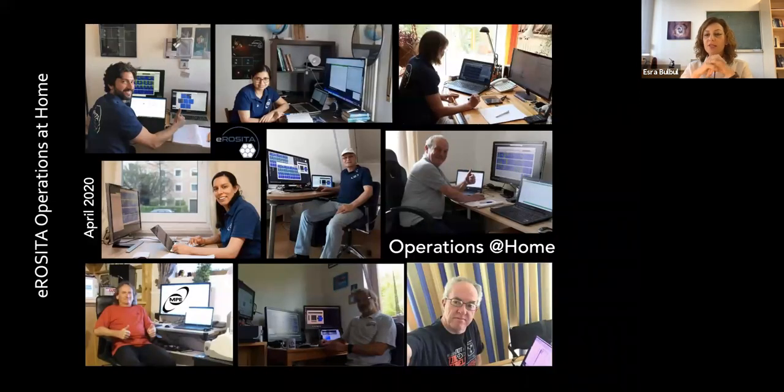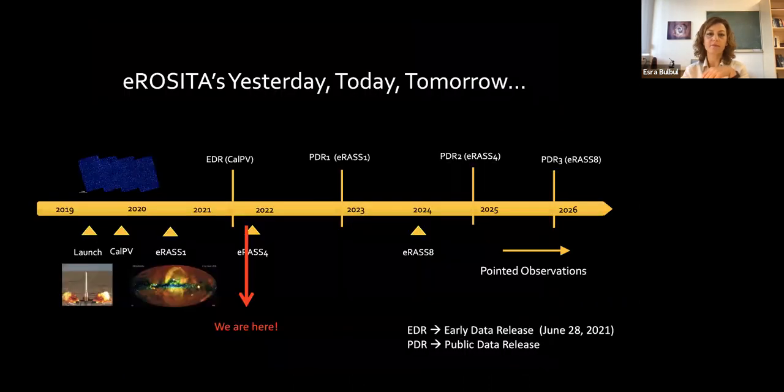So eROSITA was led and built at MPE, and it's currently operated by MPE. All the rocket and launch operations are done in Russia, but eROSITA operations are done at MPE. The eROSITA control room is 2 levels down below my office, and these are our operations team. We moved to home operations because of COVID, and we are slowly coming back to the office. And also the science is led by MPE.